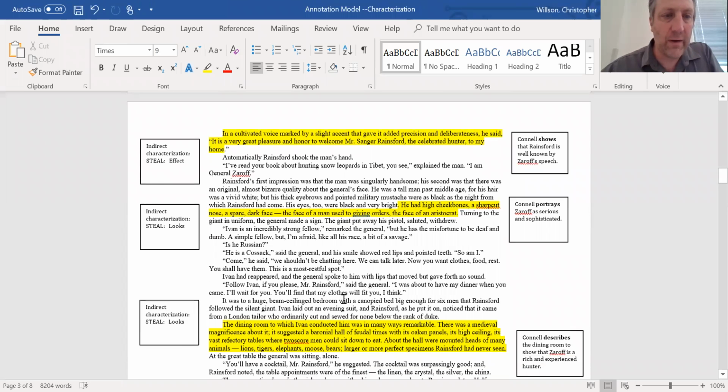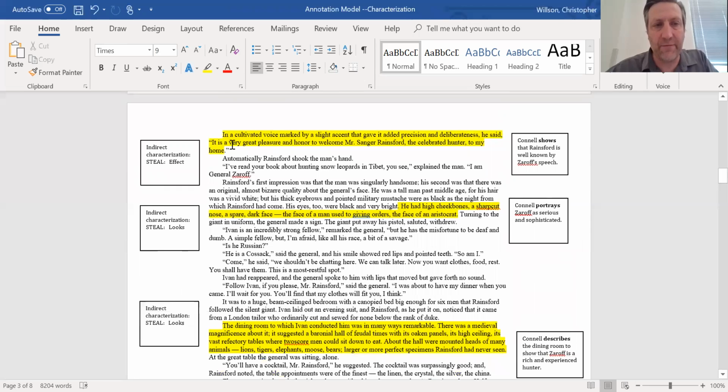Now we have some more indirect characterization. Now we're going to be looking at the effect that a character has. So we've met Zaroff, and he says, in a cultivated voice marked by a slight accent that gave it added precision and deliberateness, "It is a very great pleasure and honor to welcome Mr. Sanger Rainsford, the celebrated hunter, to my home." Okay, you just learned indirectly that I have a very terrible Russian accent.